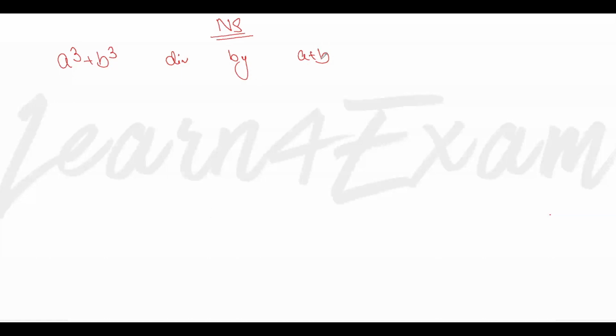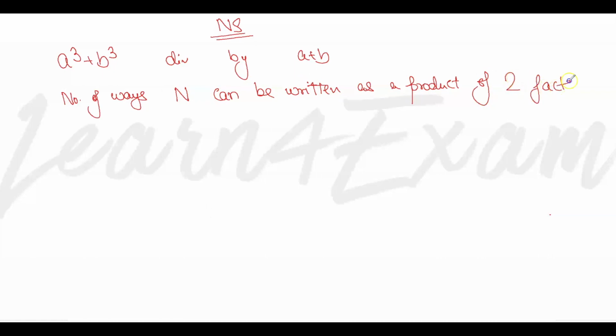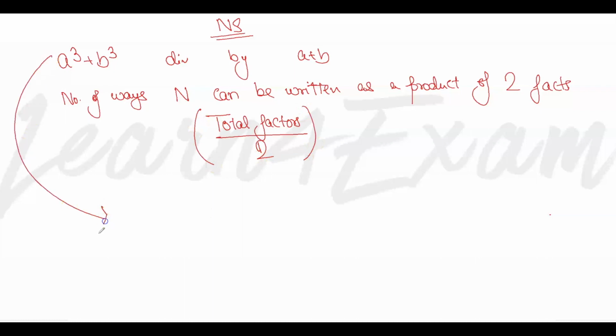The number of ways in which any number n, let's say, can be written as a product of two of its factors is given by the total number of factors of n divided by 2. This is the formula for that. Also, an extension of this formula that I've written here.